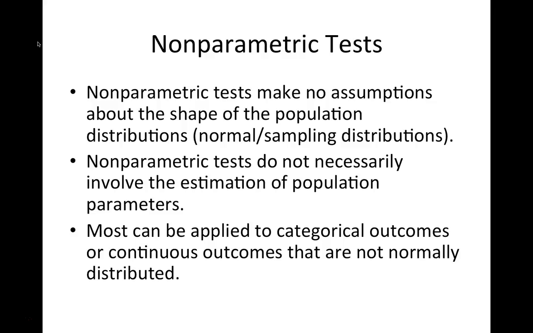So when we violate those assumptions of normality, there are many nonparametric tests that can help us still answer the questions that we have, even if the distributions don't meet the assumptions of many of the parametric tests. So these give us a whole other range of options when we might violate assumptions or have outcomes that are categorical.